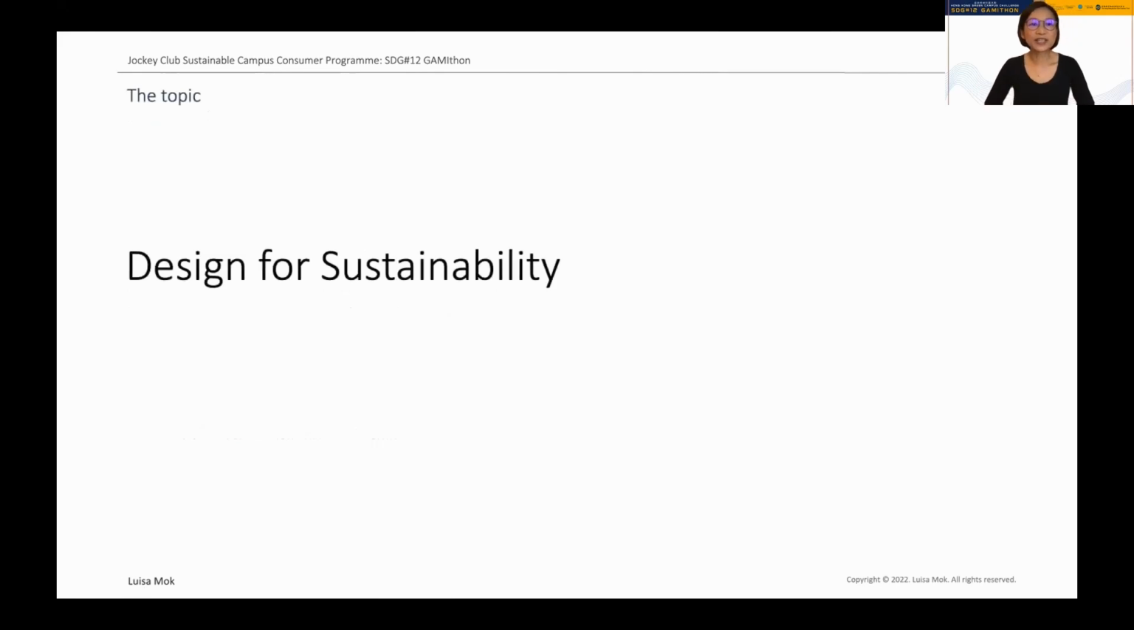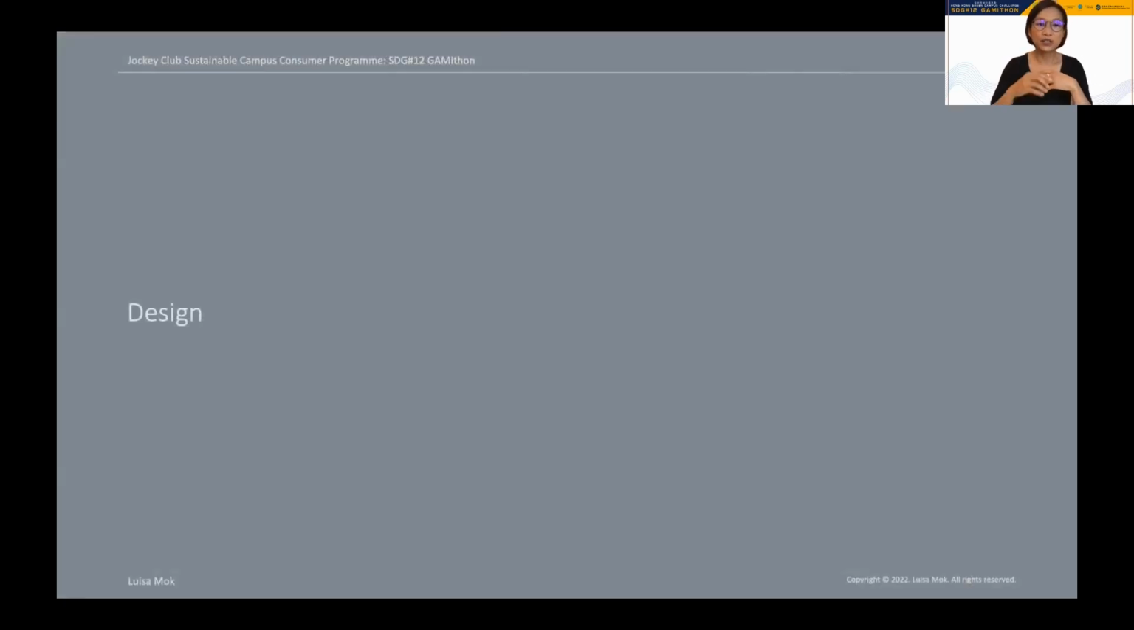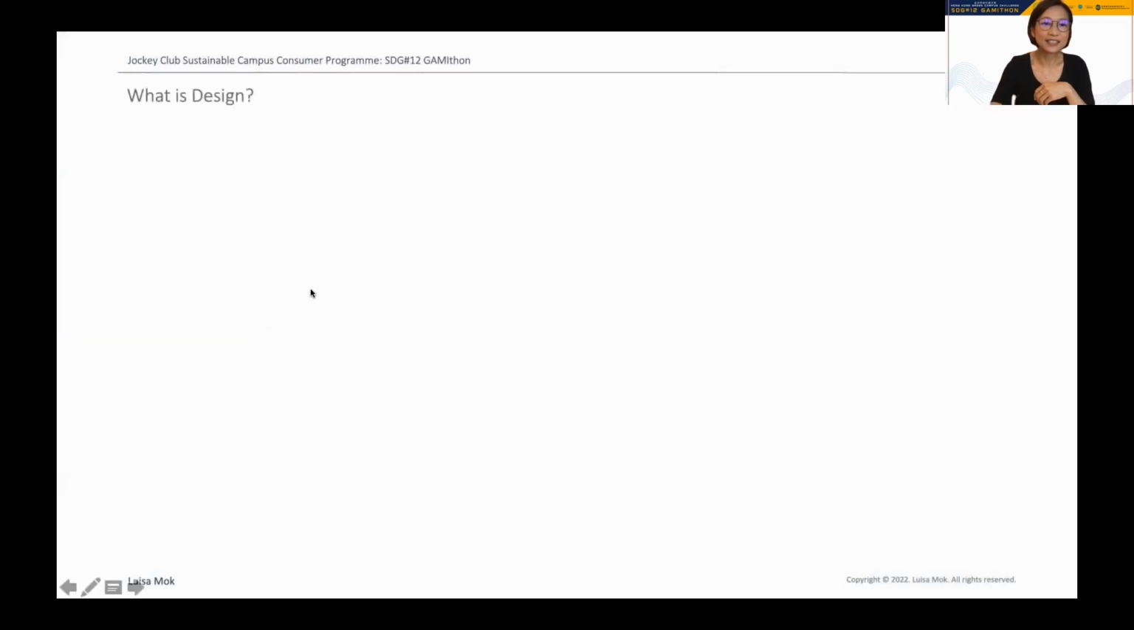Okay, so today's topic is, I just rephrase it as design for sustainability. So we are tackling the SDG, especially number 12, responsible production and consumption. Okay. So as the title implies, design for sustainability. So what is design? I want to make use of this short time to tell you what is design before we go to the sustainability part. So first of all, design is not art.